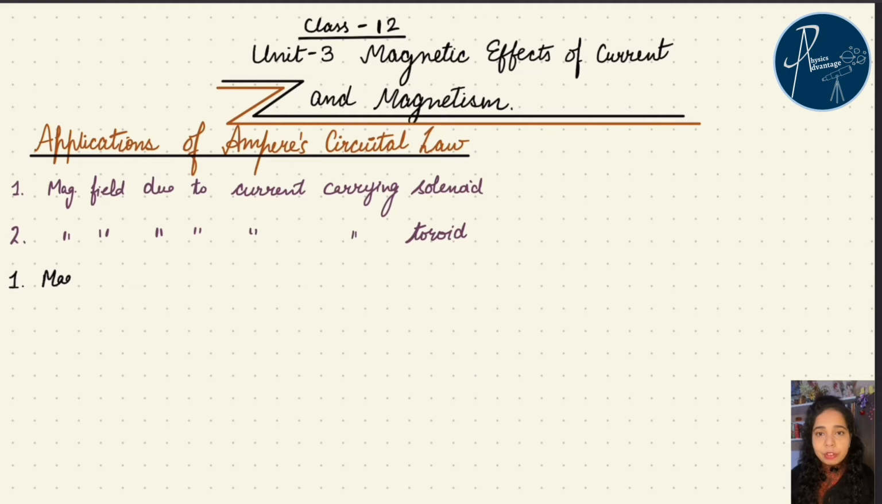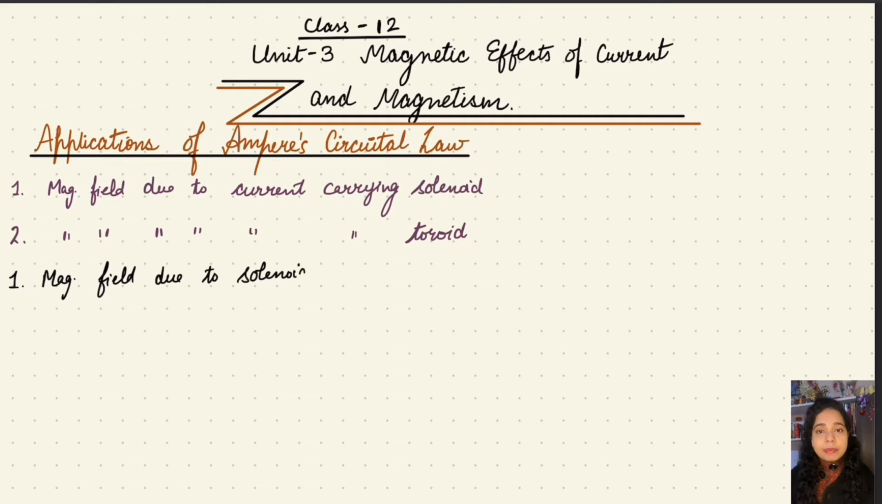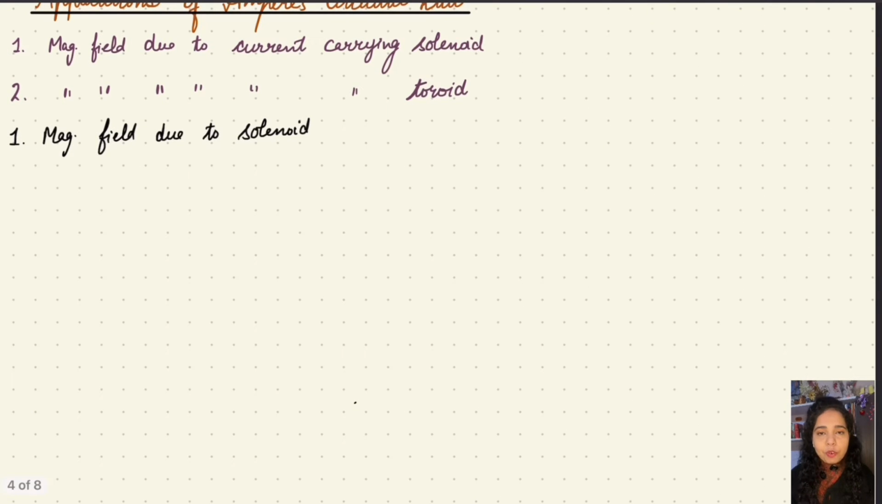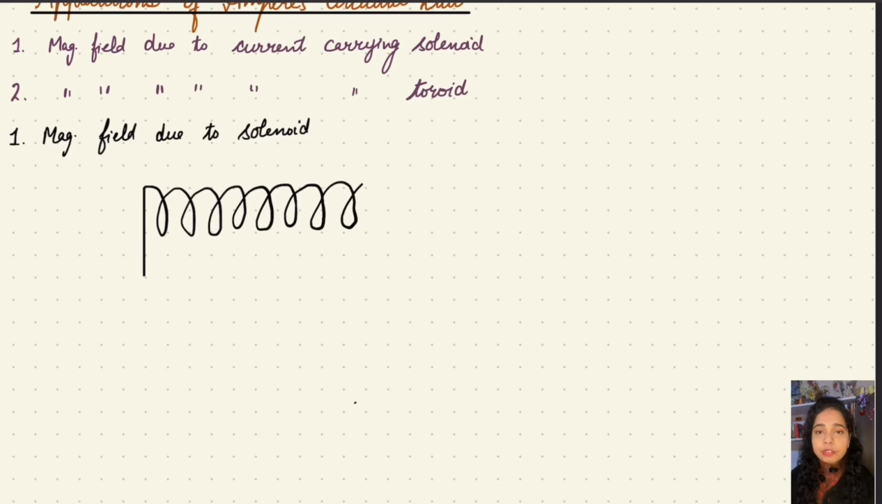So first of all, we will talk about the first application, that is magnetic field due to a long current carrying solenoid. That means we are going to apply Ampere's circuital law in this case. First of all, we need to consider a long solenoid. A solenoid is said to be a long solenoid if its length is greater than the radius of the solenoid. So let us make a solenoid. Now we will consider a current flowing through this solenoid in this direction.